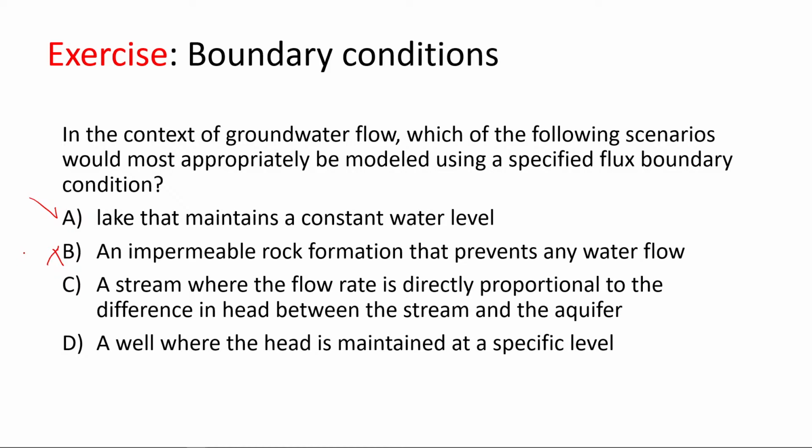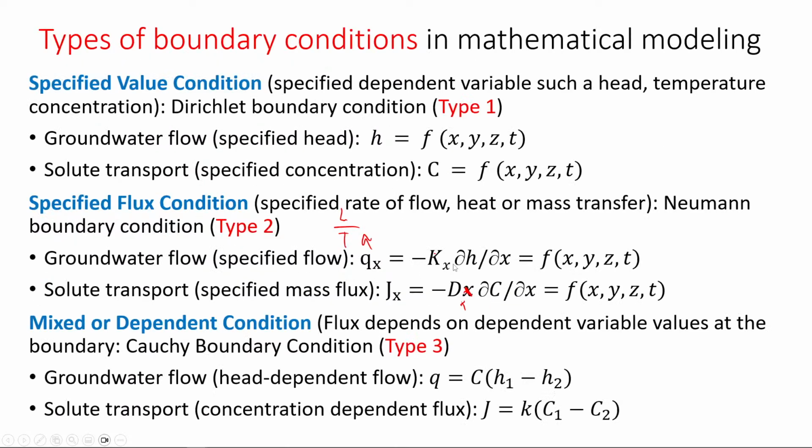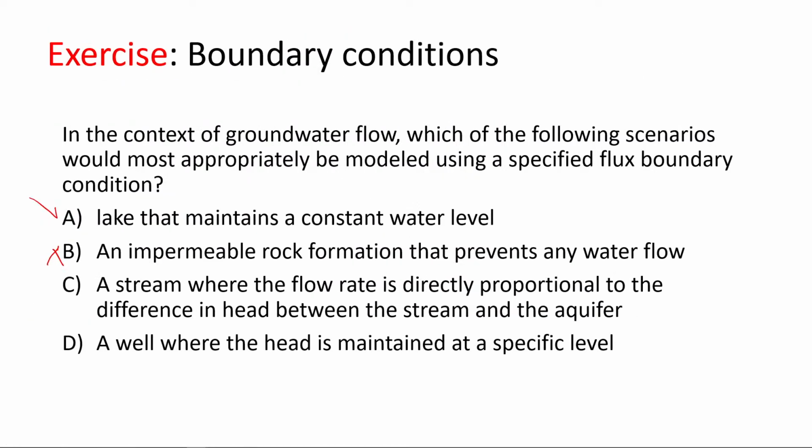In that case Qx would be equal to 0, an impermeable block. A stream where flow rate is directly proportional to the difference in head between the stream and aquifer? Sorry, this is wrong, this is correct. A stream where flow rate is directly proportional, that's type 3. A well where the head is maintained at a specific level? Head is maintained at a specific level, again that's type 1, specified head. So this is type 2, that would be a type 2 boundary condition.